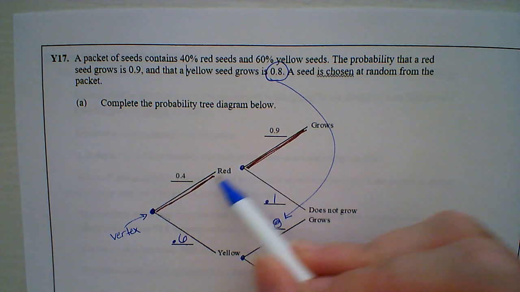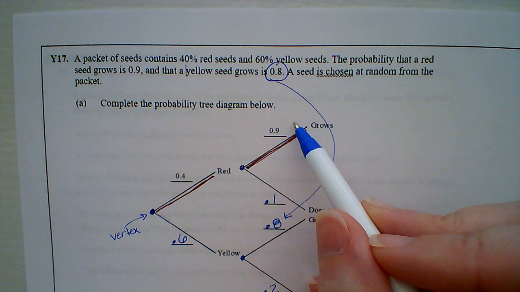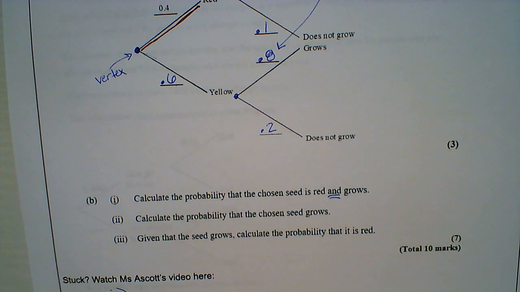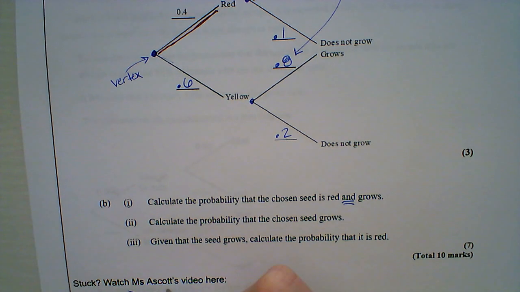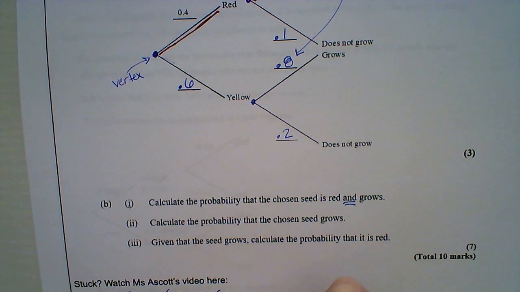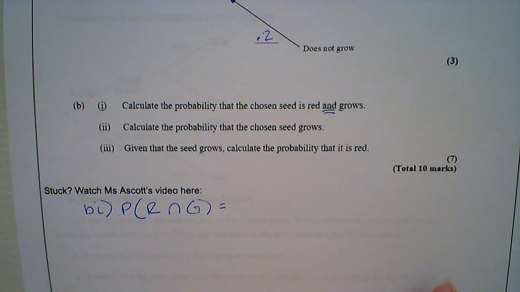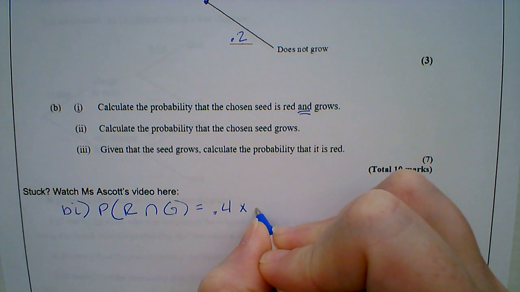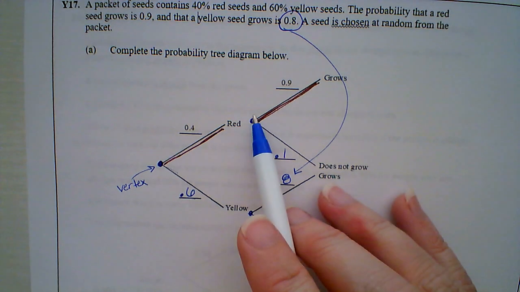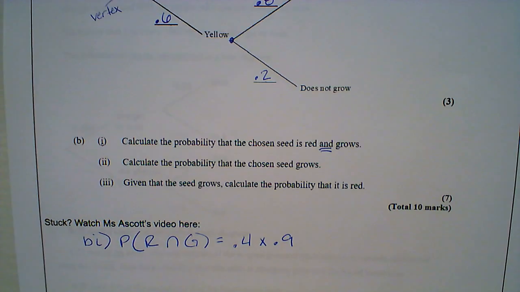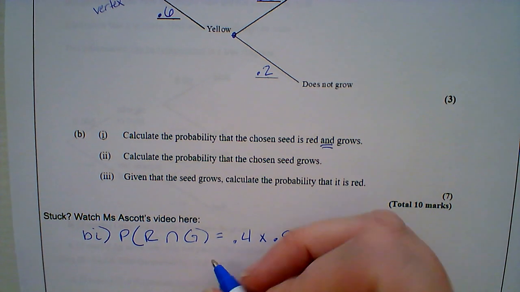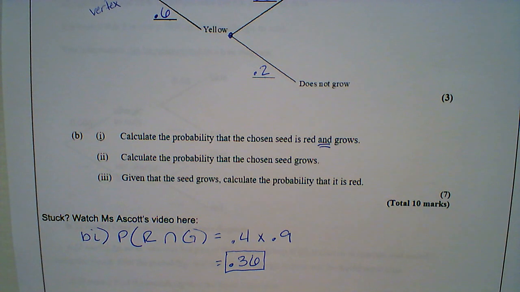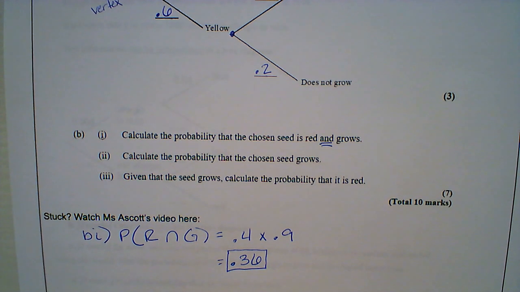Remember, as we go across, what do we do with probabilities when we move across a tree diagram? Or what do we do with probabilities when we see the little word and? We're going to multiply these things. So if I want the probability that a seed is red and grows, following my little diagram, I'm going to have 0.4 times 0.9. And that's going to give me 0.36. So there is part B I. That wasn't so bad. I can deal with that.